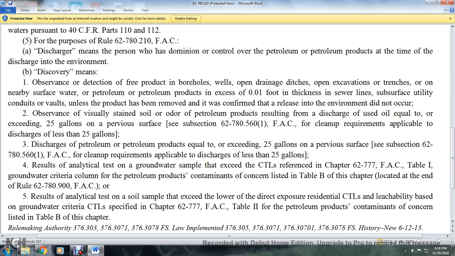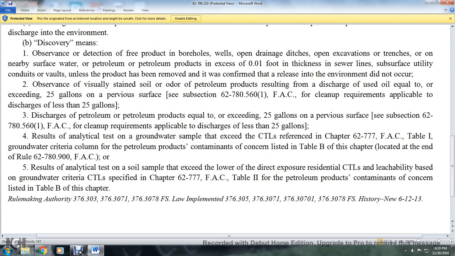Analytical results of tests on soil samples exceeding the direct exposure residential cleanup target levels, or the leachability-based-on-groundwater cleanup target levels specified in 62-777 Florida Administrative Code Table 2, with the petroleum product contamination concerns listed in Table 2B of this chapter. Rulemaking authority 376.3036, 376.3071, 376.3078, 376.305, Florida Statutes. History: New June 12th, 2013.